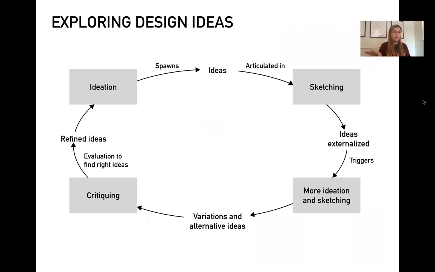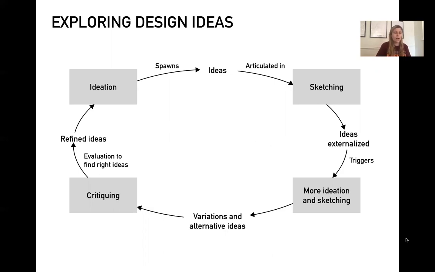So here I wanted to show this flow chart, and basically the flow chart shows generative design activities, how you're going to actually explore your design ideas. So ideation, that section is often also called brainstorming. Brainstorming or ideation usually spawns ideas, and ideas are articulated in sketching. Sketching triggers more ideation and sketching. When you look at one sketch, you might be inspired to create another. Then you might want to do different variations and have alternative ideas.